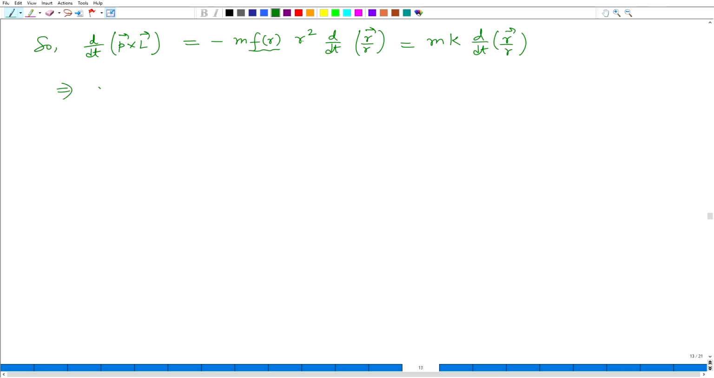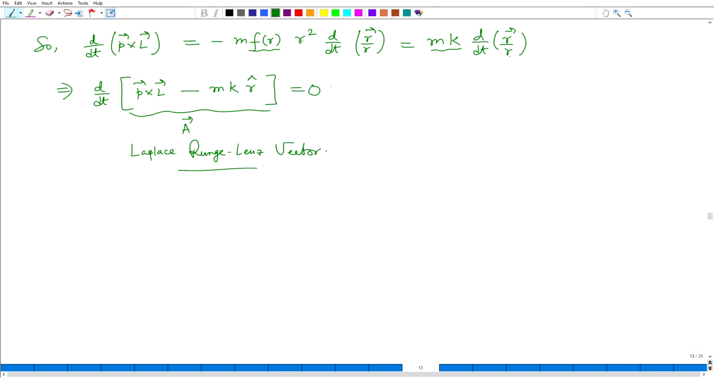Okay. So, you see d dt of p cross L minus these both are constant. So, I can write m k. What is r vector by r? This is nothing but r unit vector, okay, that will be 0, and you can finally say that is my a vector. So, which is the Laplace Runge-Lenz vector.